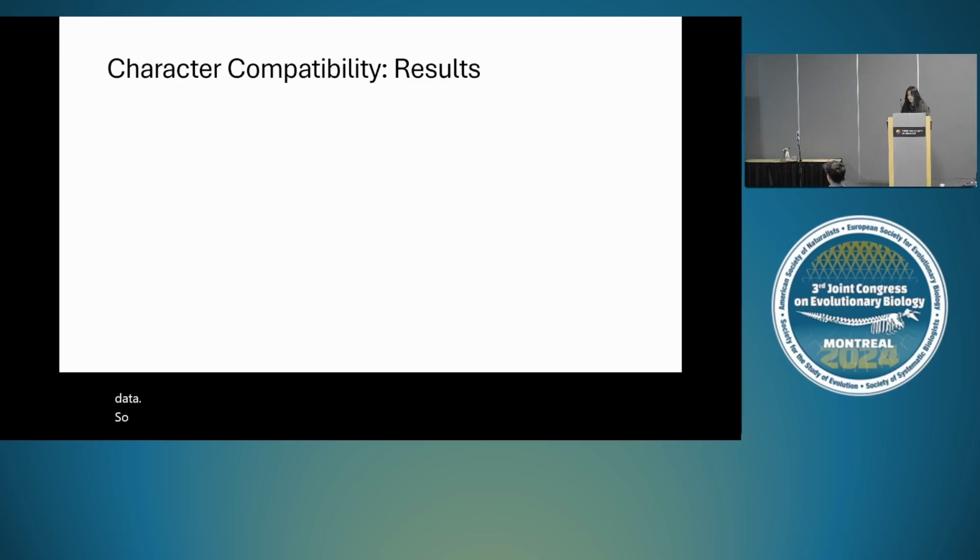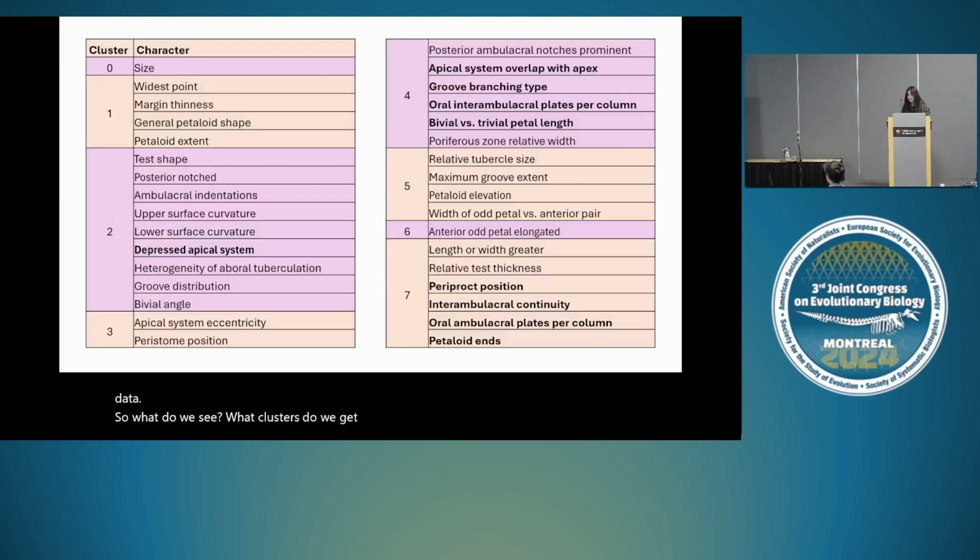So what do we see? What clusters do we get? Well, here it is. You don't have to read all of this. It's a lot. I will tell you what you need to know. The bolded character names are characters that are invariant within Dendraster, so they don't vary, and are mostly used to distinguish among the families and the genera.